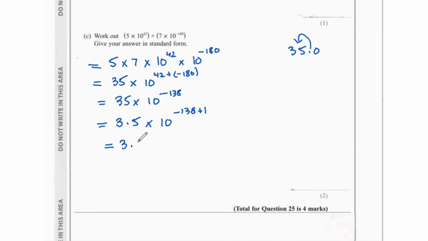it becomes 3.5 times 10 to the power of negative 137. Since the power was negative, when you add 1, it increases by 1. So it becomes negative 137. So that's your answer in standard form.